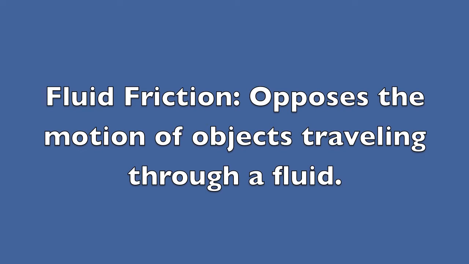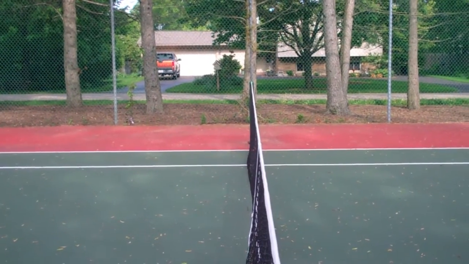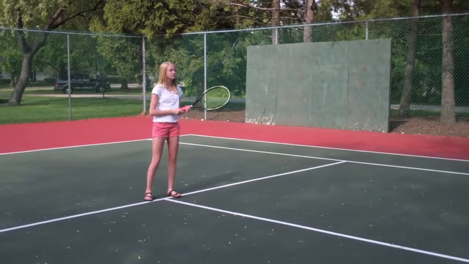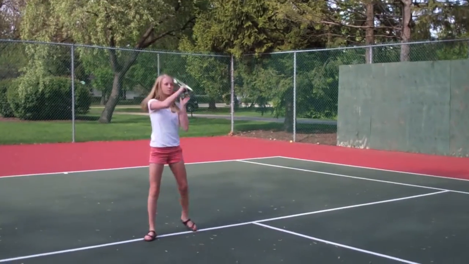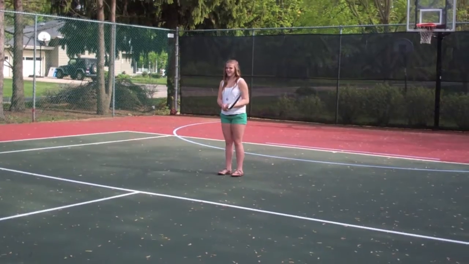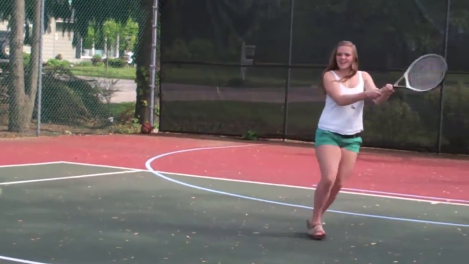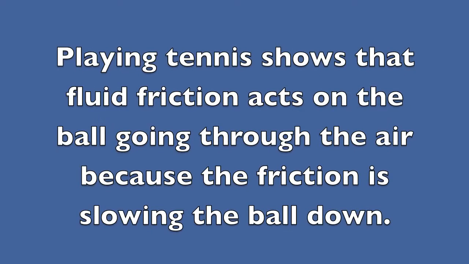Fluid friction opposes the motion of objects traveling through a fluid. Playing tennis shows that fluid friction acts on the ball going through the air because the friction is slowing the ball down.